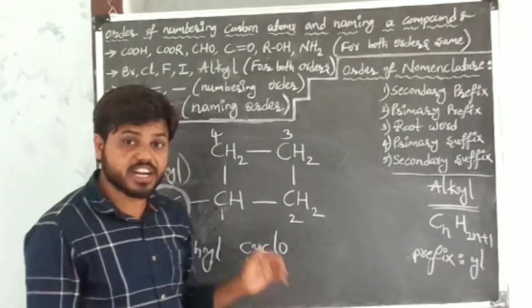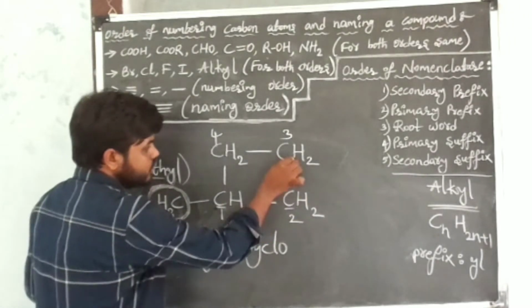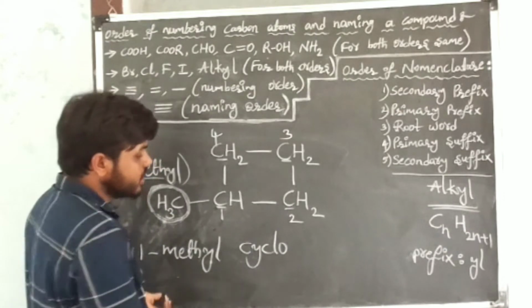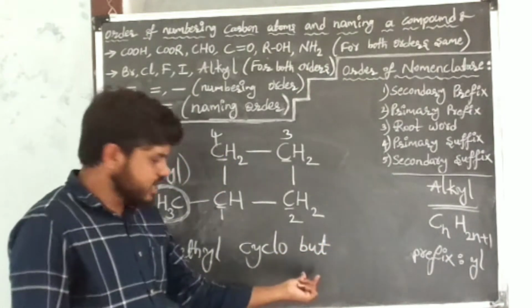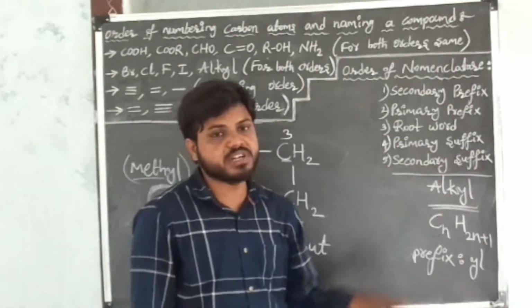Root word means the number of carbon atoms. Here there are 4 carbon atoms: 1, 2, 3, 4. The root word of 4 carbon atoms is but. I have written that. After writing the root word, go to the primary suffix.